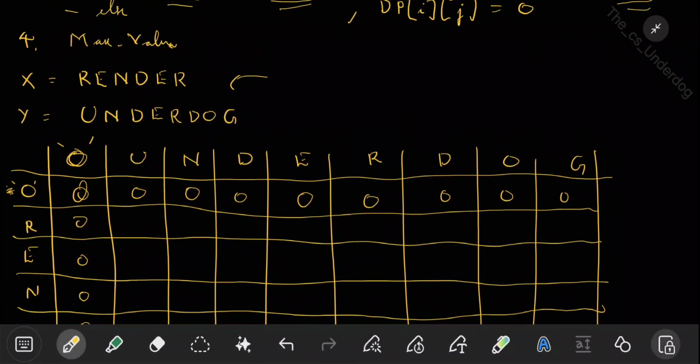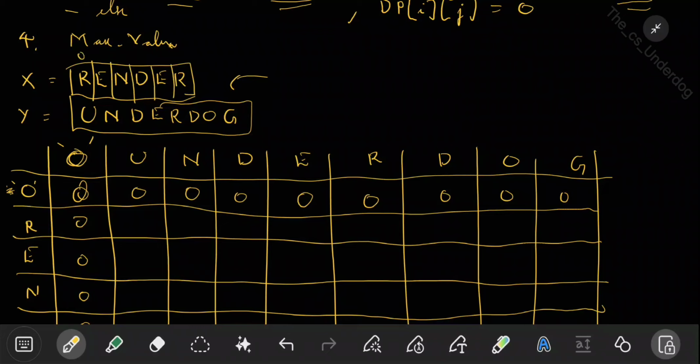One more thing I'll do is number these letters so that it will be easier for you to match them. Underdog and render. In render, you have 0, 1, 2, 3, 4, 5 and 6. And in underdog, you have 0, 1, 2, 3, 4, 5, 6, 7 and 8.